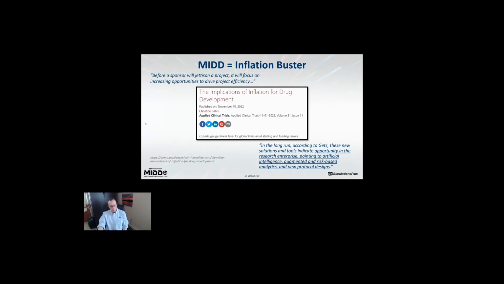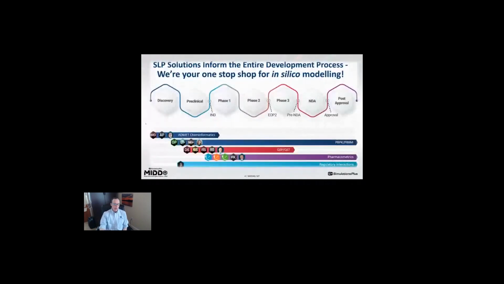Now, as I said, at Simulations Plus, we have an emphasis on ADMET and cheminformatics, PBPK and PBBM, physiologically based modeling, disease modeling, as well as pharmacometrics. And let's not forget our regulatory interactions. So I thought we could look at some of the motivations and key happenings that drive our interest in this conference within some of these areas.